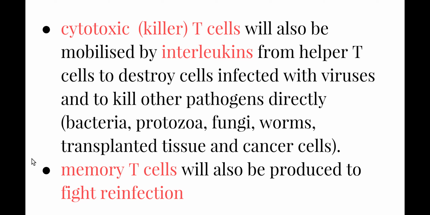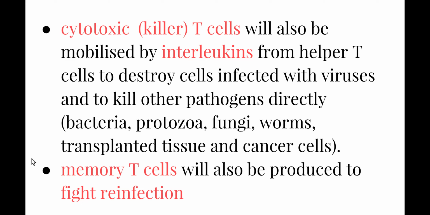Okay, so cytotoxic T cells will attack cells that are infected with viruses. This goes back to what we were talking about, how pathogens work. Viruses need to be inside a body cell in order to be infective. So the killer T cells will destroy the cells that have the viruses in them or will directly kill the pathogens. We will also produce memory T cells. Just like we produce memory B cells, we produce memory T cells, which will help to fight reinfection in the future as well.